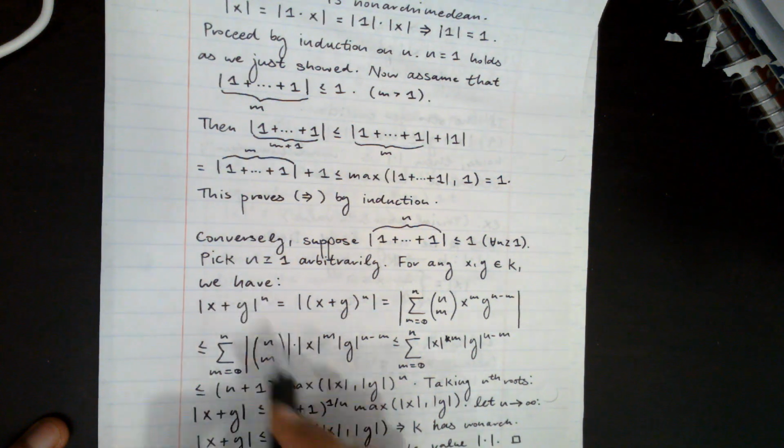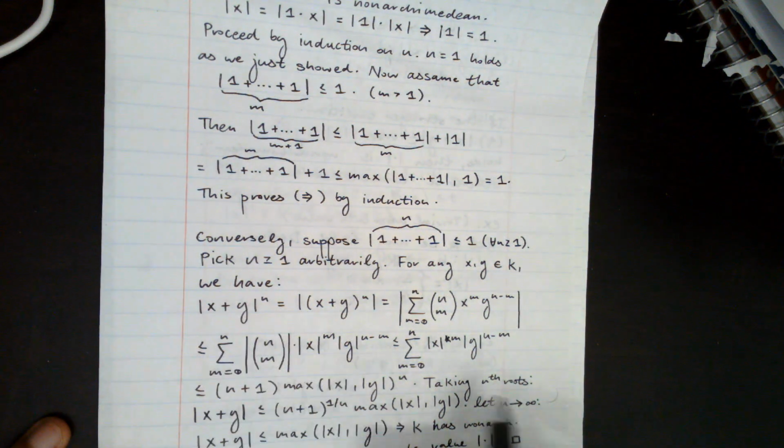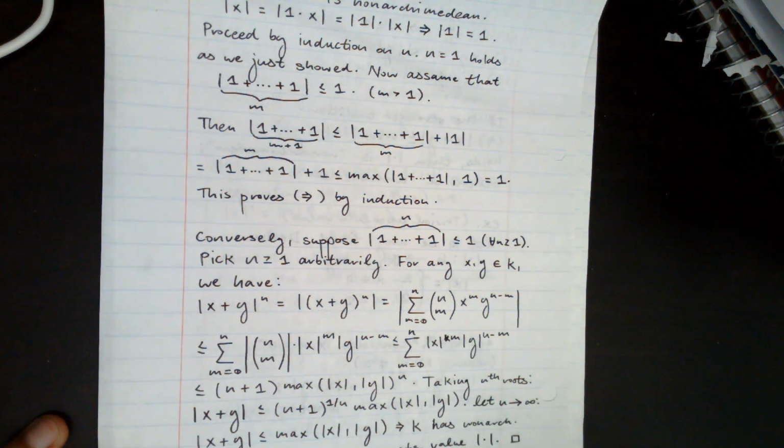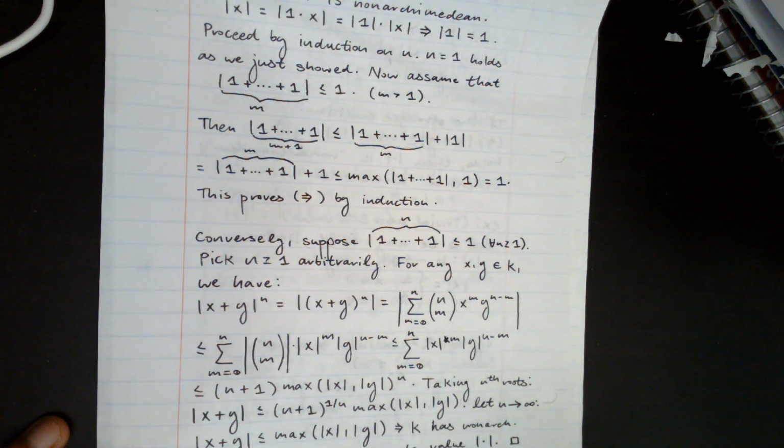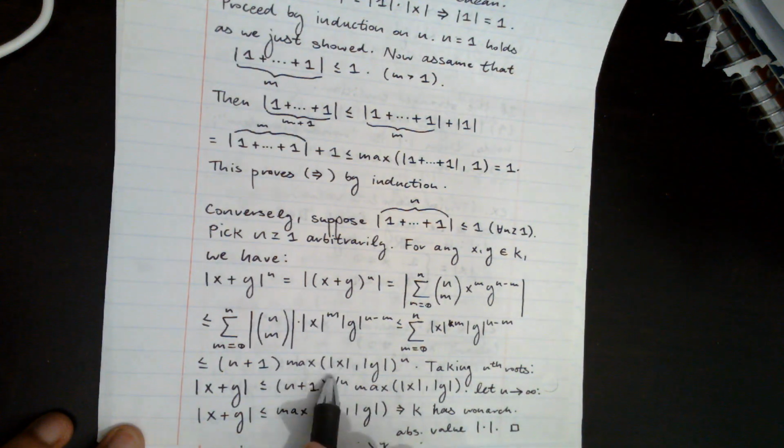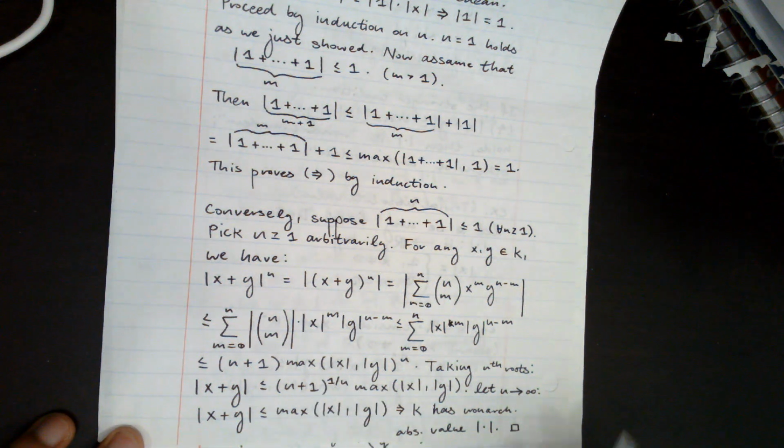So now we focus on the first and last terms that we've gotten. By taking nth roots of both sides, we obtain that the absolute value of x plus y is less than or equal to this term times the maximum of these two, and we do the natural thing, which is to let n go to infinity. As n grows large, we see that this limit goes to 1. One can work this out using a simple logarithmic argument, and we finally get the desired inequality. This shows that the absolute value is non-Archimedean on k.